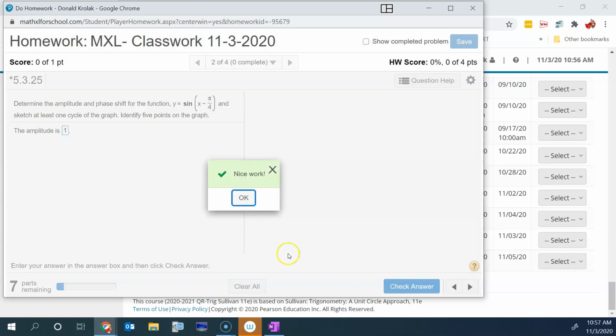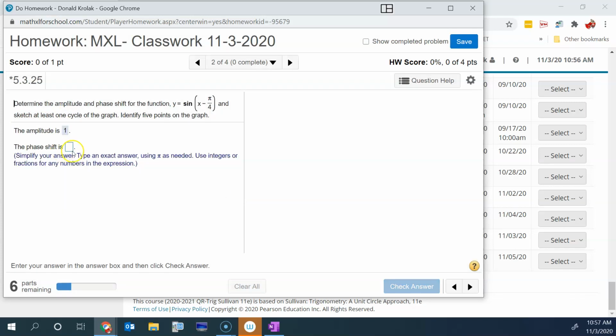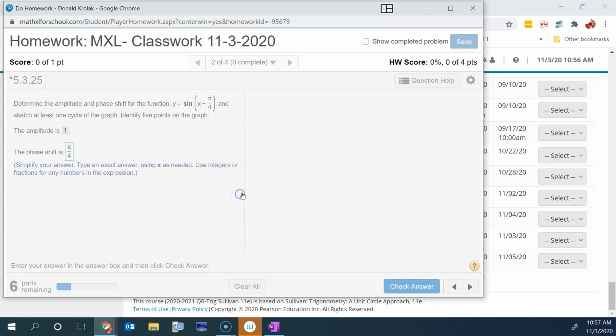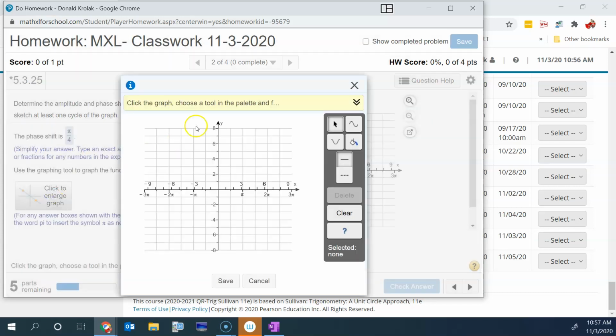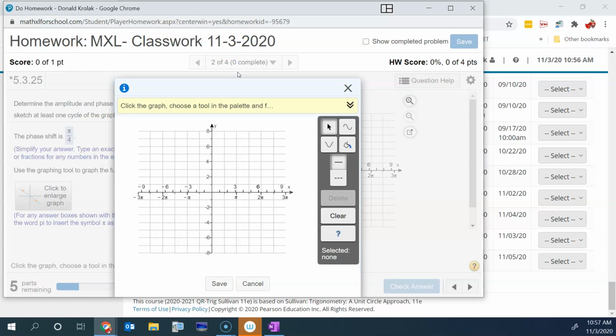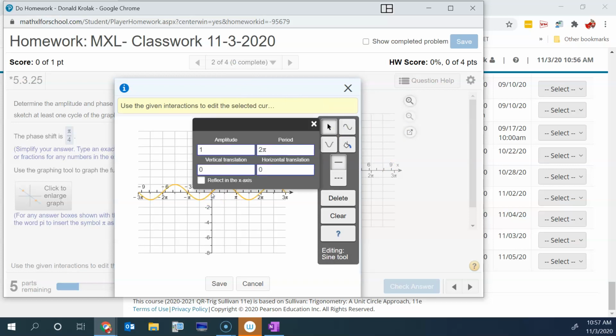Amplitude is 1. Phase shift is pi over 4. Okay, now we're ready to graph. So you click on your graphing tool. This is a sine graph, so I'm going to choose this curve and just click on the origin and it graphs it.